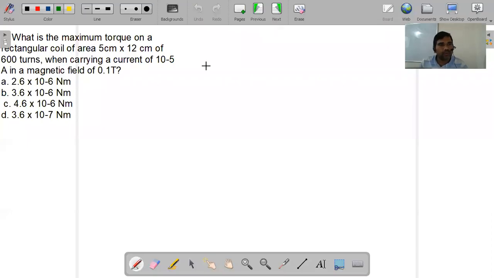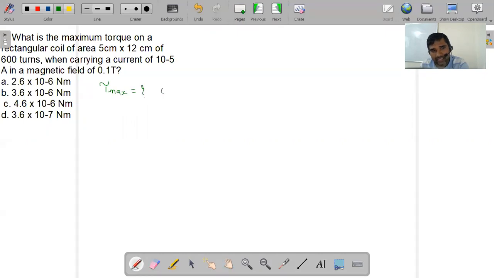So this problem: what is the maximum torque on a rectangular coil of area 5 centimeter into 12 centimeter of 600 turns when carrying a current of 10 power minus 5 ampere in a magnetic field of 0.1 Tesla. Whenever we are solving any problem, first observe the given data and what we have to find. What is the maximum torque? So tau max is how much? That is a question mark.